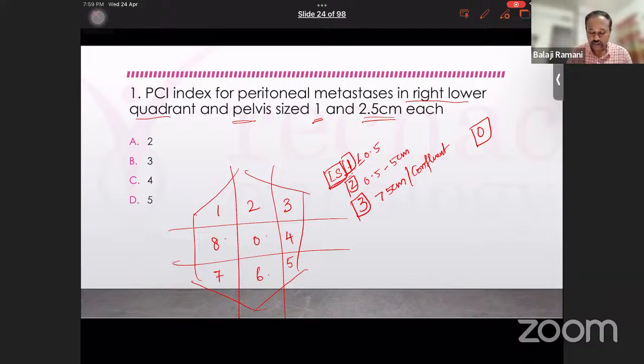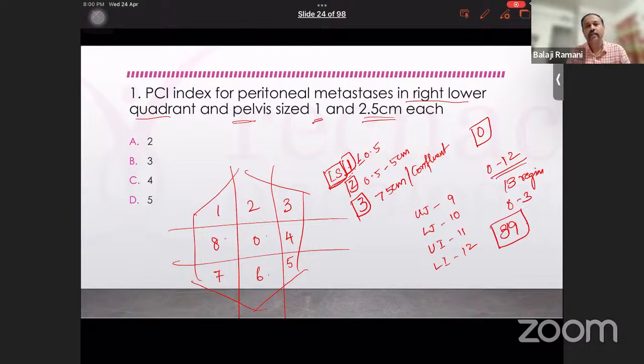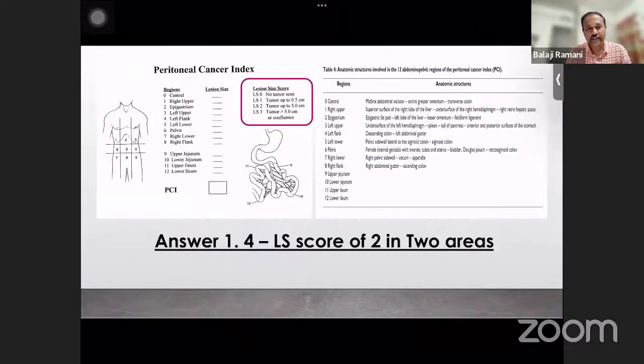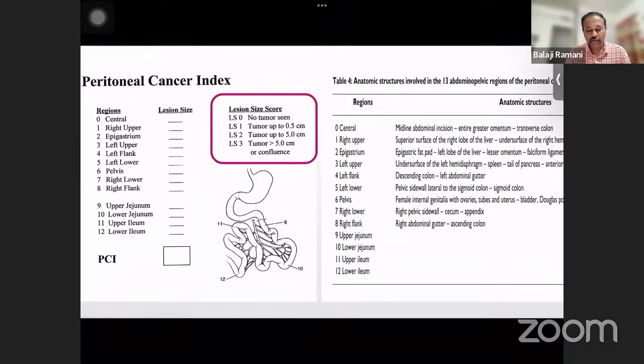The next thing you will have is the small bowel. Upper jejunum is going to be 9, lower jejunum 10, upper ileum 11, and lower ileum 12. So 0 to 12, totally you have 13 regions, each with a possible score from 0 to 3, so the maximum score can be 39. This is known as the peritoneal carcinomatosis index. The lesion size score is up to 0.5, 0.5 to 5, and then greater than 5 centimeters or a confluent tumor. This is how you will mark it.